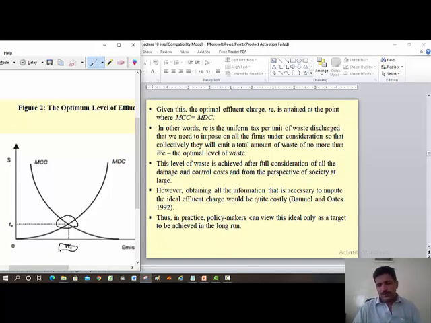WE is the optimal level of the waste discharged by all firms. This level of waste is achieved after full consideration of all damage and control costs and from the perspective of society at large. This point can be achieved if all the costs are considered. However, obtaining all the information that is necessary to impute the ideal effluent charge would be quite costly. Thus, in practice, policymakers can view this ideal only as a target to be achieved in the long run.